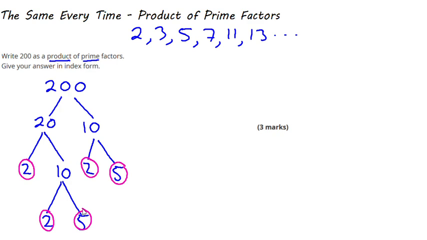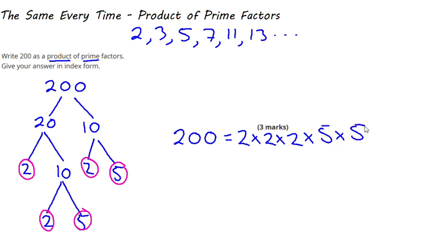There's more than one way of drawing your factor tree. For example, 200 I could have written 4 times 50 and gone that way. I would have a different factor tree, but my prime factors at the end of the branches would be the same. You will always get the same answer. So the question says product of prime factors. Product means we're multiplying, so multiplying together our prime factors. What have we got? A 2, a 2, a 2, a 5 and a 5. So 2 times 2 times 2 times 5 times 5.